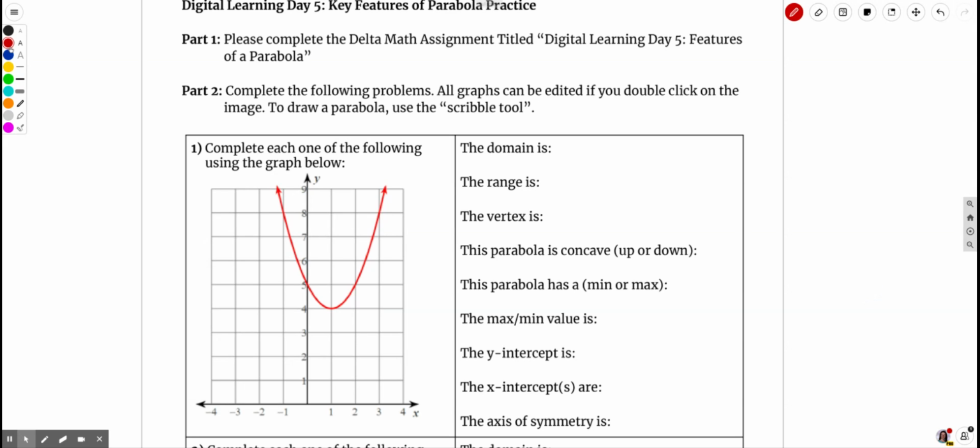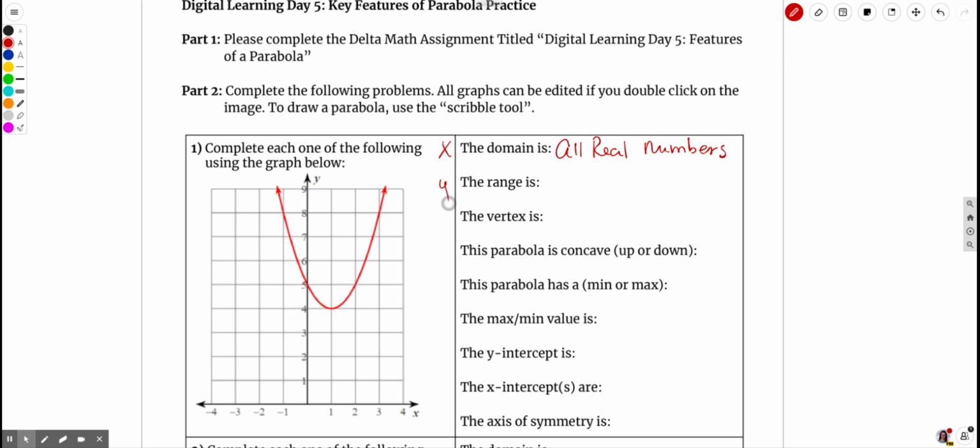So first, the domain is going to answer the question about what x values are being used. In this case, it's a parabola, which is a polynomial, and the domain is going to be all real numbers. So we're just going to write that down. All real numbers.